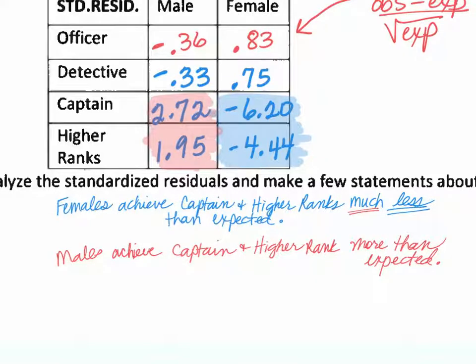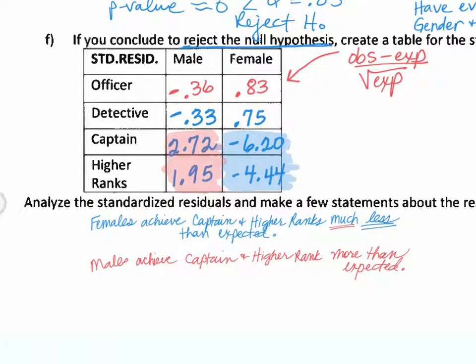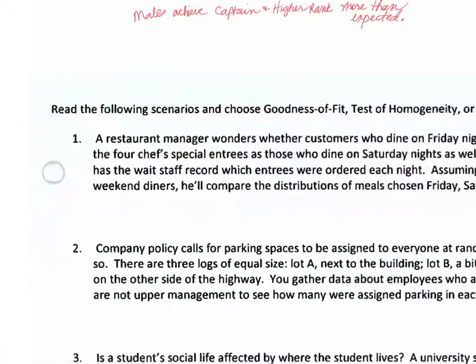All right, you could say some other statements. You could address the officer and detective, but those are not as remarkable. So you just choose the ones that are the obvious, the ones that are most remarkable and quite outliers. All right, that's how you run a test.